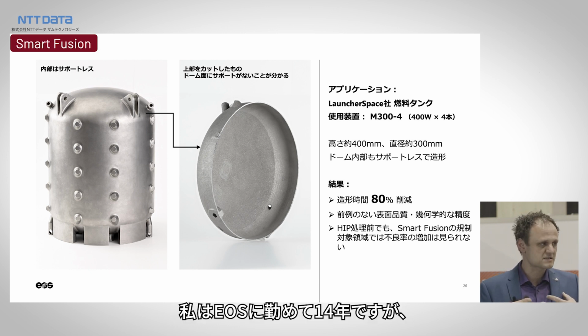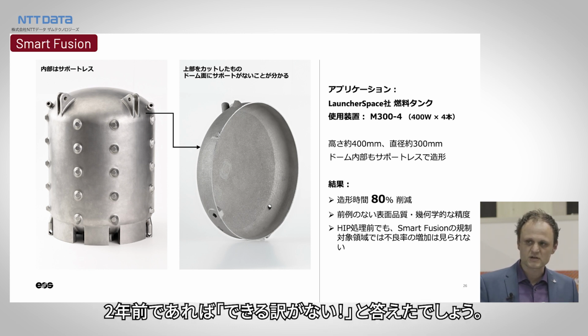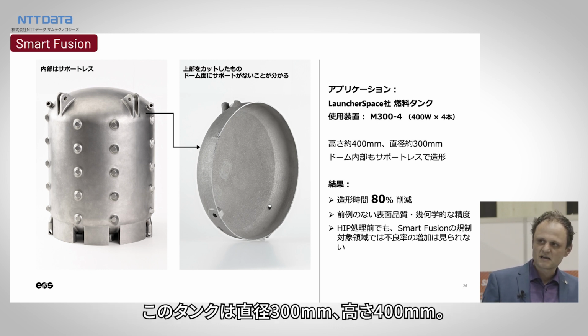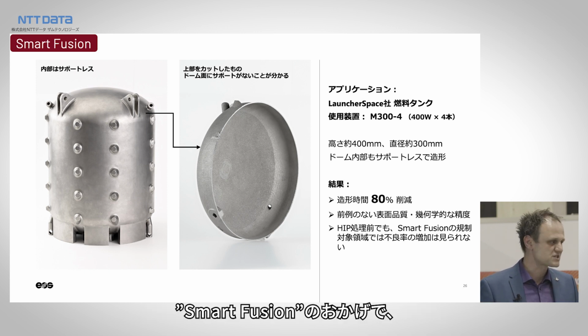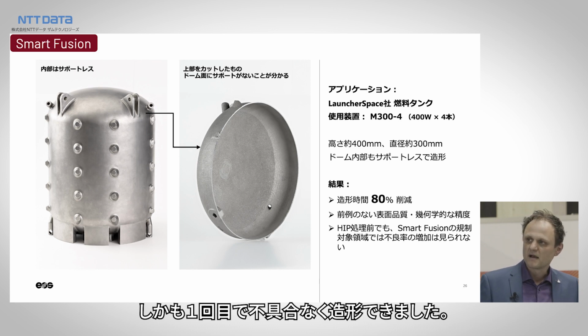And if you had asked me, I'm now 14 years with EOS, 2 years ago, is that tank without support structure printable? I would have said no way, this is really impossible. Anybody that understands metal 3D printing knows that this is a really hard nut to crack. In this case, 300 millimeters in diameter, 400 millimeters tall, printed on the first try. No defects, no problems. The downskin is unmatched. The quality of the entire component is really out of this world.